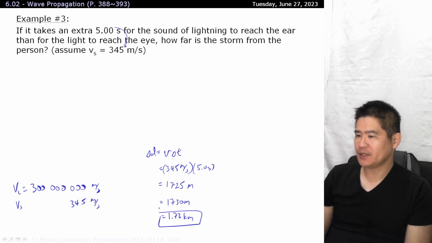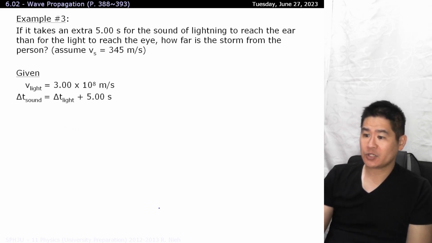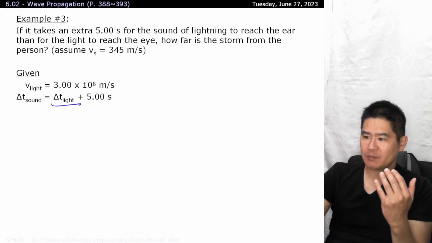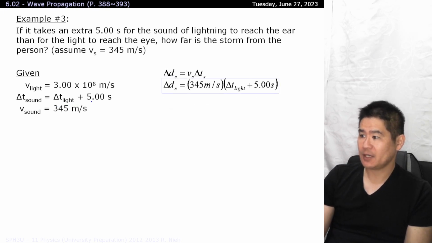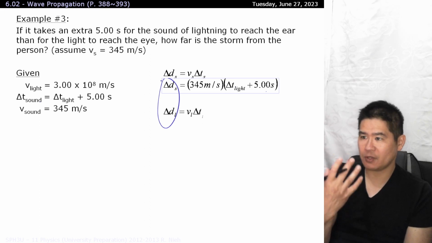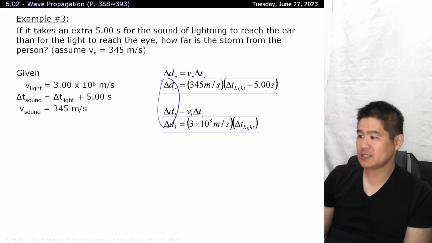Okay. A different way of interpreting this, if you don't believe me on that, is to do it the long way, which is the statement here. The time for the sound is whatever time it takes for the light to reach your eye plus the additional 5 seconds. So, with regards to sound, the distance we don't know yet, but we know the speed of sound is 345, and we know the sound will take an additional 5 seconds on top of the light's time. Now, as for the distance where the light is, these two are going to be the same answer because you're at the same distance away from the light source. Speed of light is 3 times 10 to the 8, and we'll just leave it as t light.